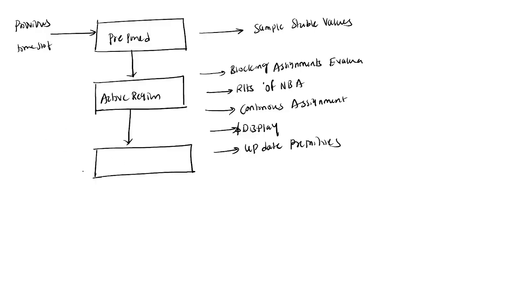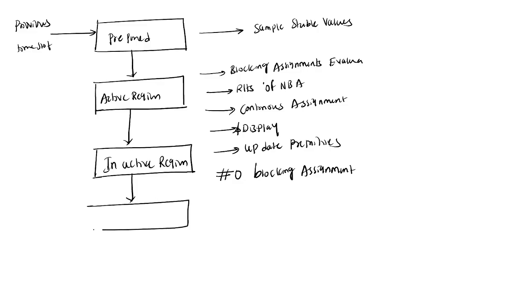So in the inactive region, #0 blocking assignments will be executed. Inter-assignment delays, those delays will be executed. And in the NBA region, NBA is nothing but non-blocking assignment. These non-blocking assignments will be executed.